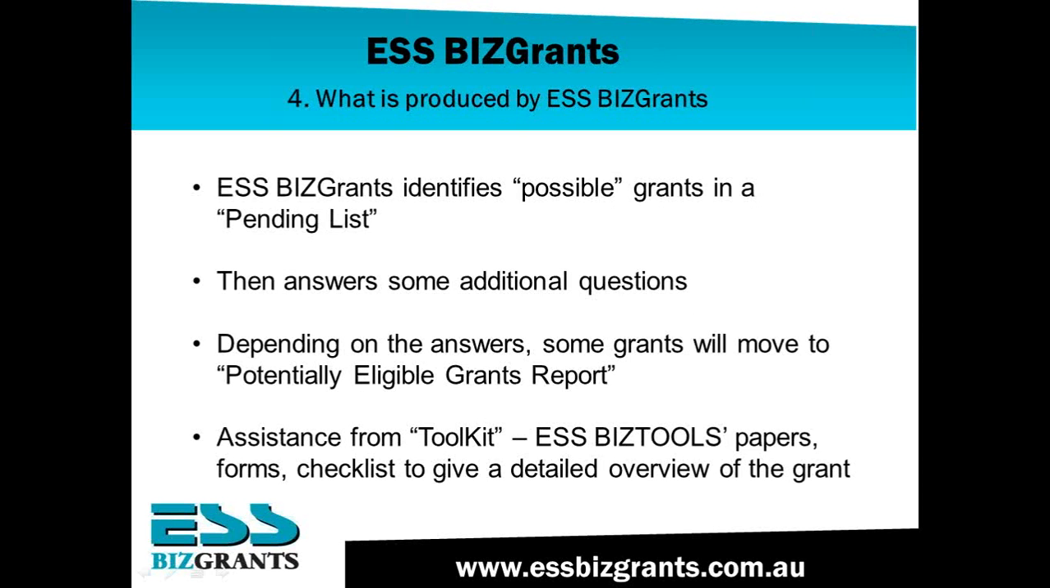So in the first instance, we're going to produce a possible grants list we call a pending list. You will then be asked to answer some additional questions. The additional questions can range from 1 question to 8 questions in some cases, and this is trying to identify whether your client is really potentially eligible for that grant. And as I said before, you can then receive a potentially eligible grants report, which you're able to submit to your client. And the toolkit is there to assist you.